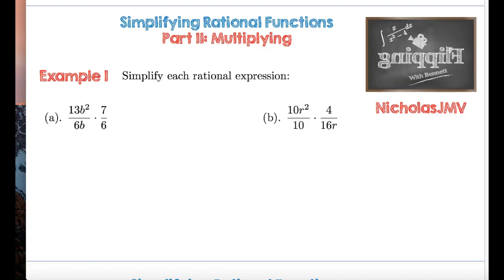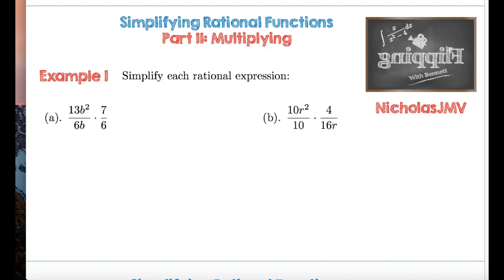So the ideas are going to be the same as the first video. Number one, when you multiply rational expressions or functions, you multiply straight across, and what you do is try to simplify before you do anything. You can simplify vertically and diagonally. Okay, so let's look at part A.